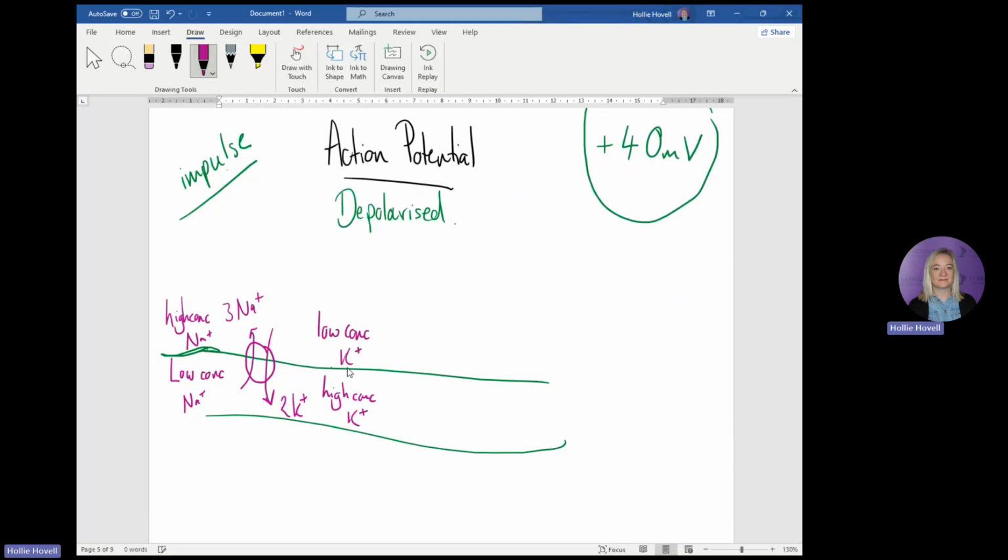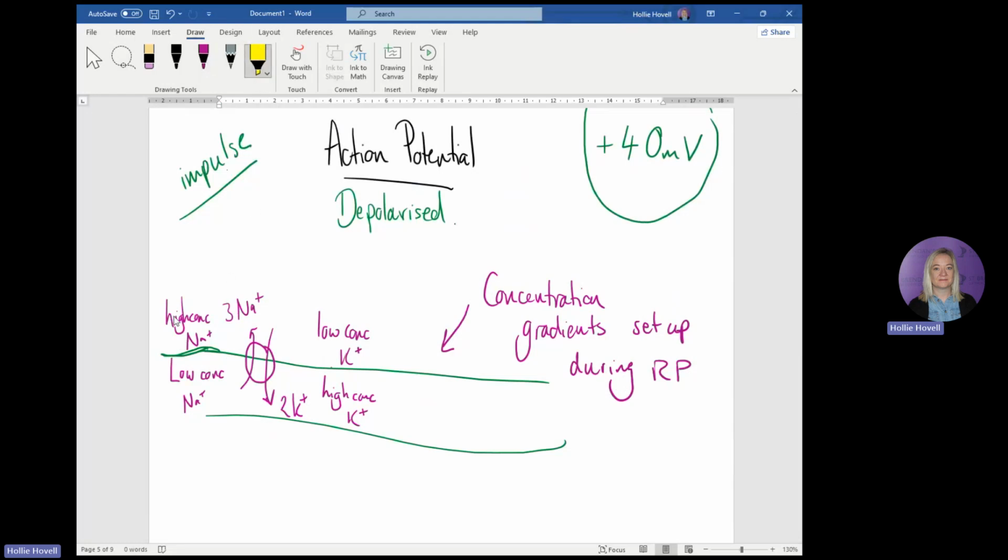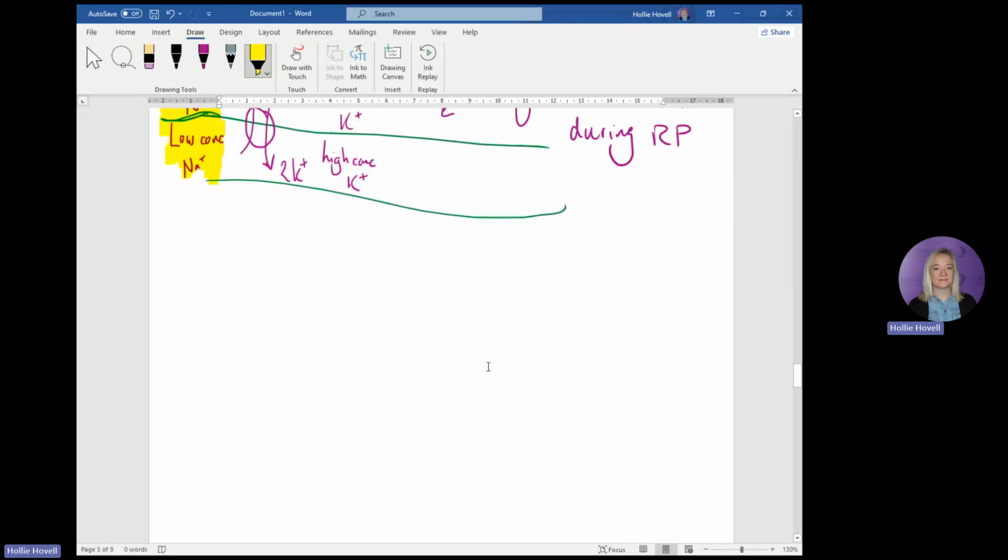So we've set up concentration gradients in the resting potential. What we're going to do now is make use of this concentration gradient. In resting potential, we've established this gradient where we've got a higher concentration of sodium ions on the outside of the axon compared to a lower concentration of sodium ions on the inside of the axon.